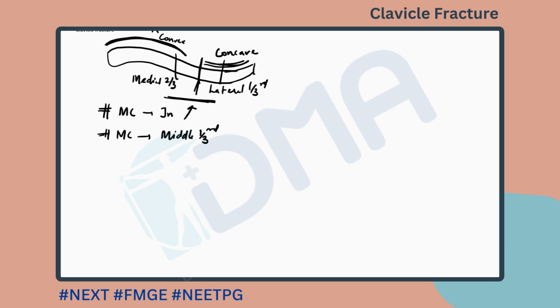And how does clavicle fracture commonly occur? It occurs by fall on outstretched hand.